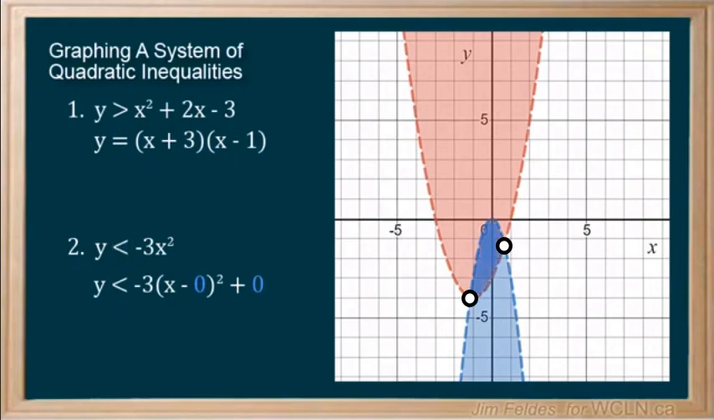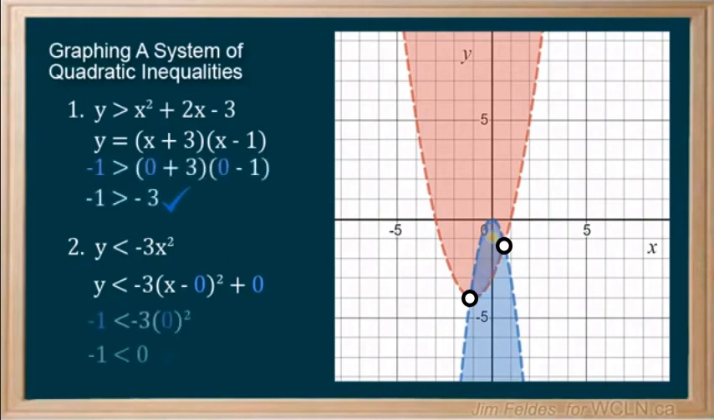We'll check one point in the intersection just to be sure. Let's try 0 and -1. This point satisfies both restrictions, as we'd expected.